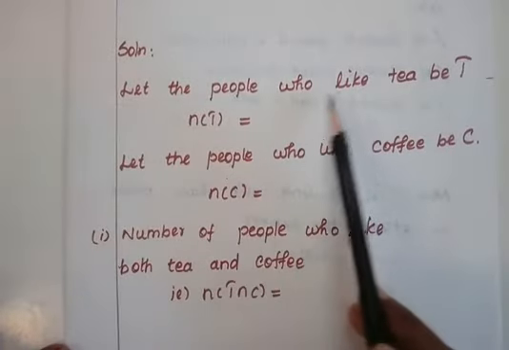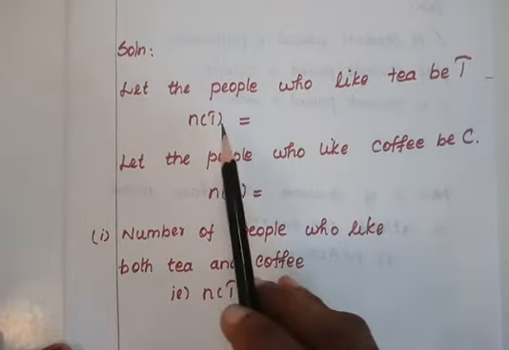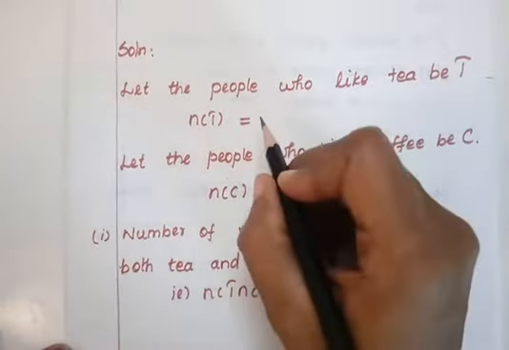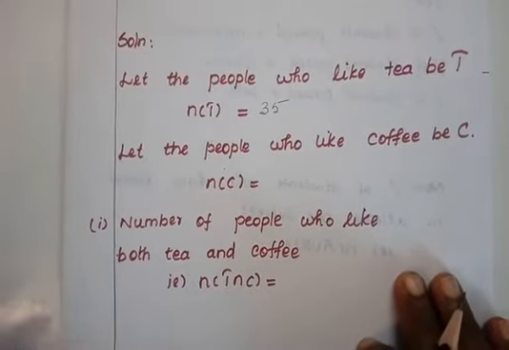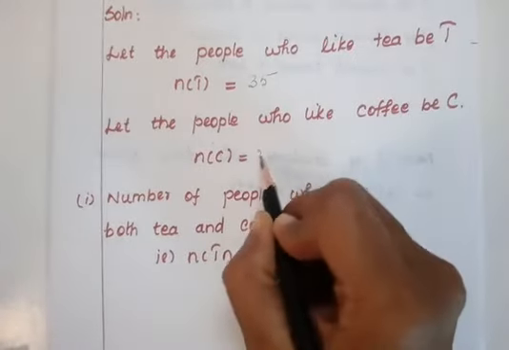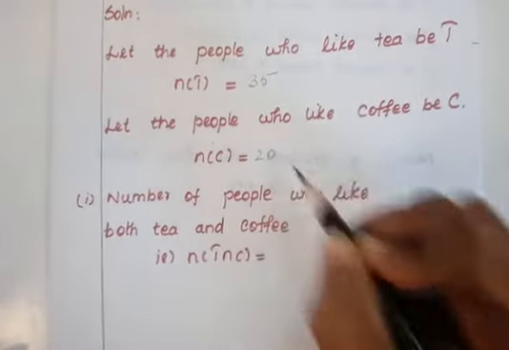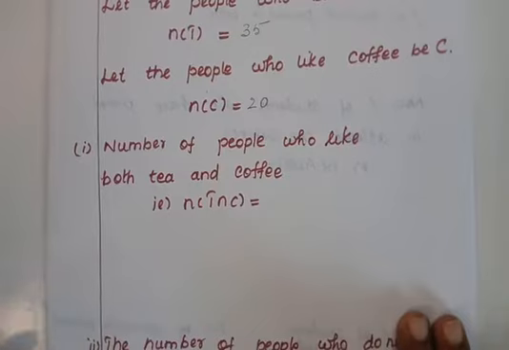Let the people who like tea be capital T. So n(T) equals 35. And let the people who like coffee be C. Therefore n(C) equals 20. 20 people like coffee.